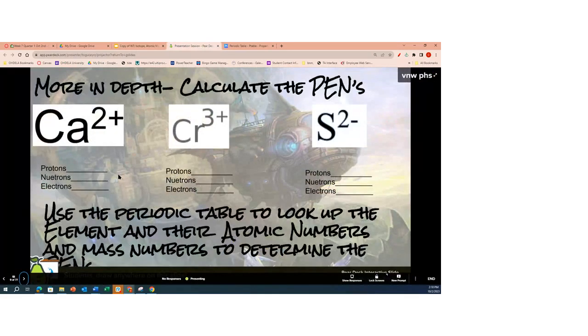So we know calcium has an atomic number of 20 and 40 for the atomic mass. The mass number is 40, which is protons plus neutrons. And this is the atomic number, which is the protons. So first we write down 20 protons. And then because the mass here is 40, 20 plus the neutrons equals 40.